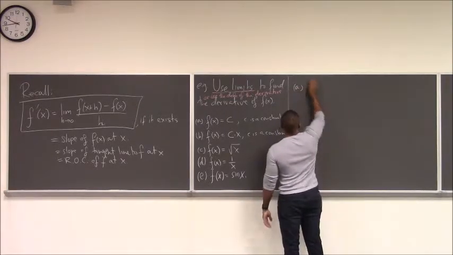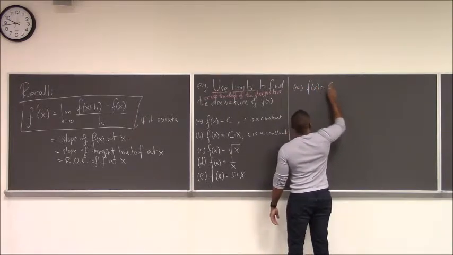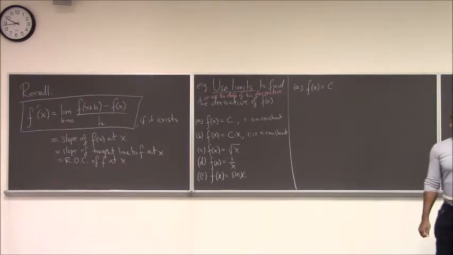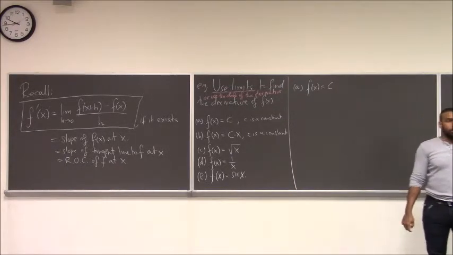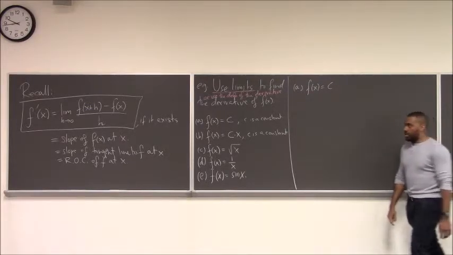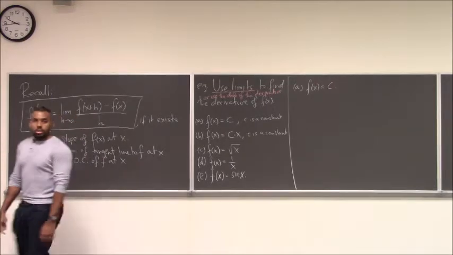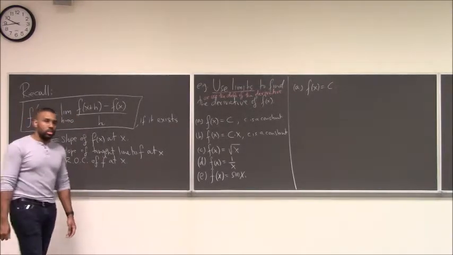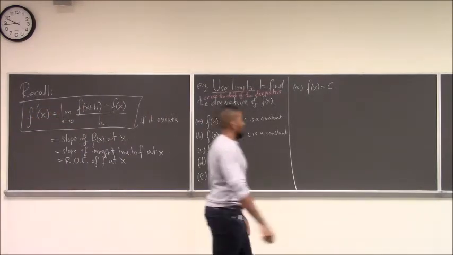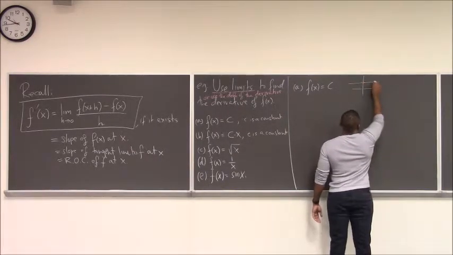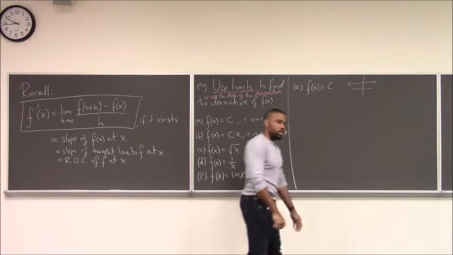A. What do you think the derivative is going to be here? What would you guess the answer is? Knowing that the derivative just gives you the slope. The function y equals c is what kind of function? Is it 0? It's 0. Why? Because it's just a straight horizontal line. We expect the slope to be 0.